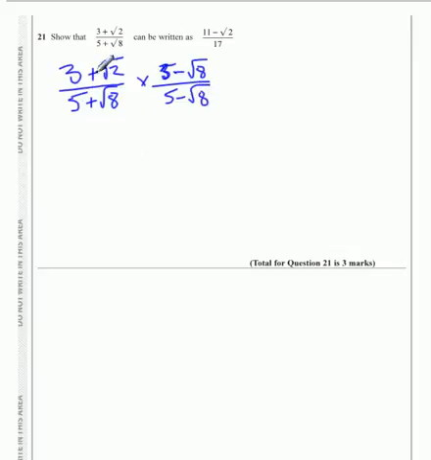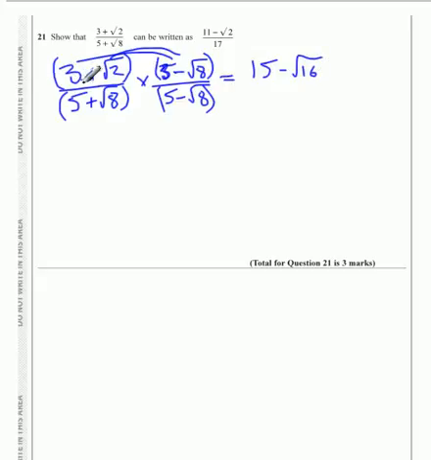So if we multiply by this, we can multiply the tops together. That is expanding the double brackets we have here. So we can do 3 times 5 is 15. Root 2 times minus root 8 is going to be minus root 16. Then we've got 3 times minus root 8 is minus 3 root 8. And then root 2 times 5 is plus 5 root 2.